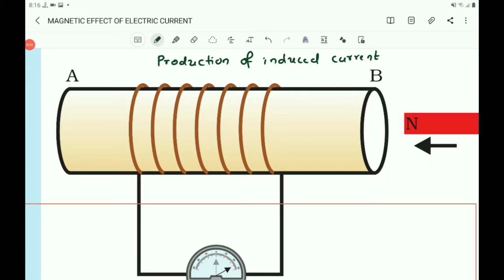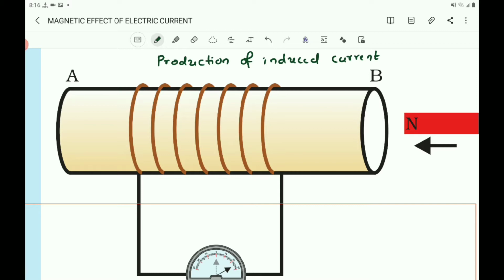Children, let us continue the chapter Magnetic Effect of Electric Current. We have studied about the electric motor. So you know that an electric motor is a rotating device that converts electrical energy to mechanical energy. And you also know the principle used here.